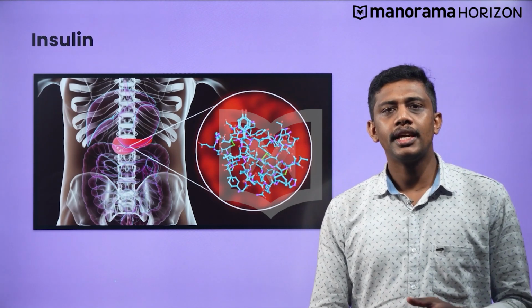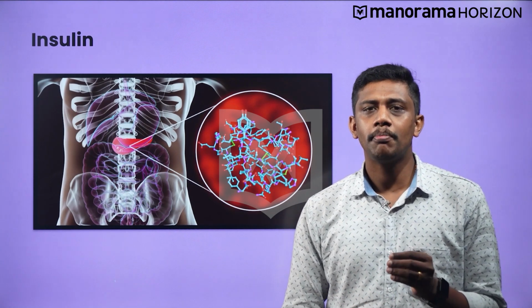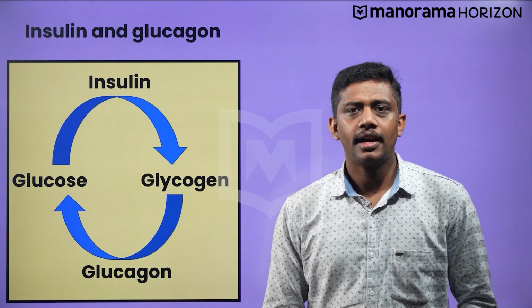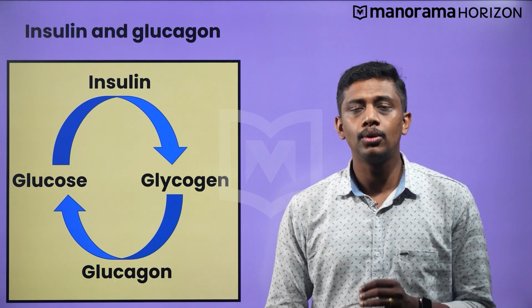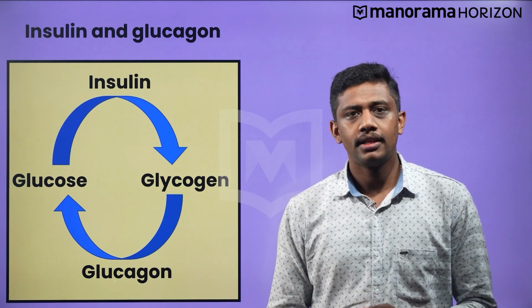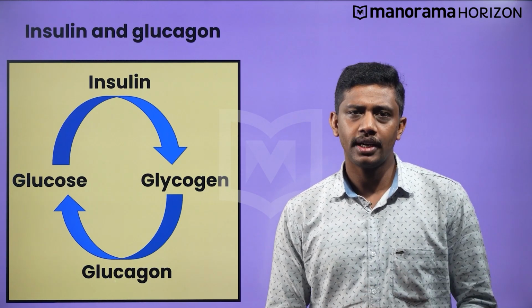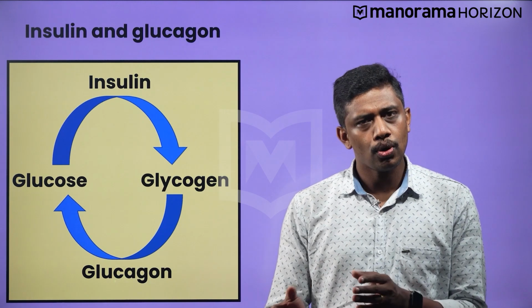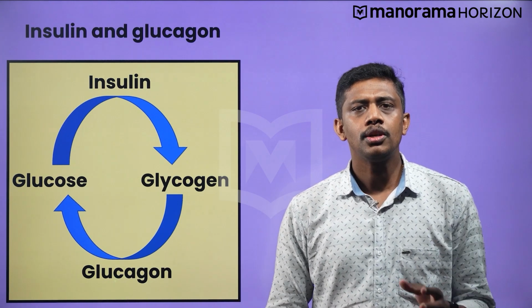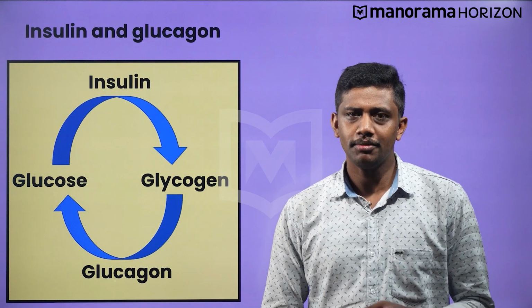Chemically, insulin is a polypeptide secreted by the pancreas. Insulin is released in response to a rise in blood glucose levels. On the other hand, another hormone, glucagon, tends to increase the glucose level in the blood. Thus, these two hormones, insulin and glucagon, together regulate the glucose level in the blood.